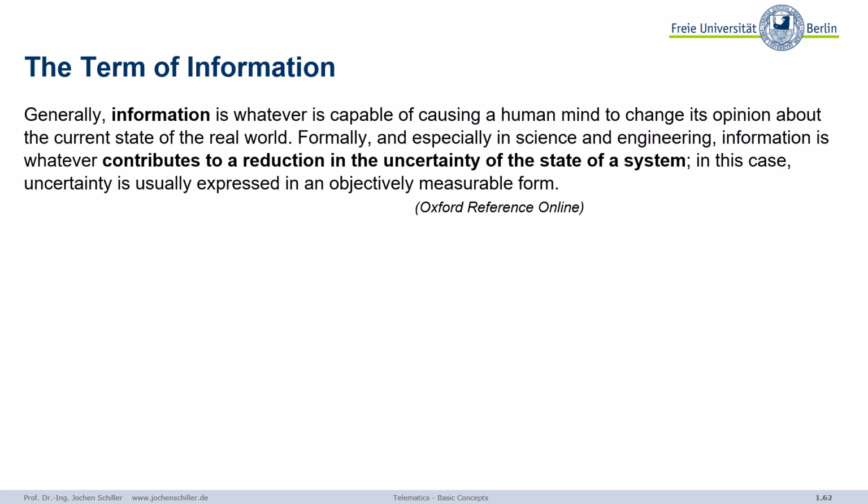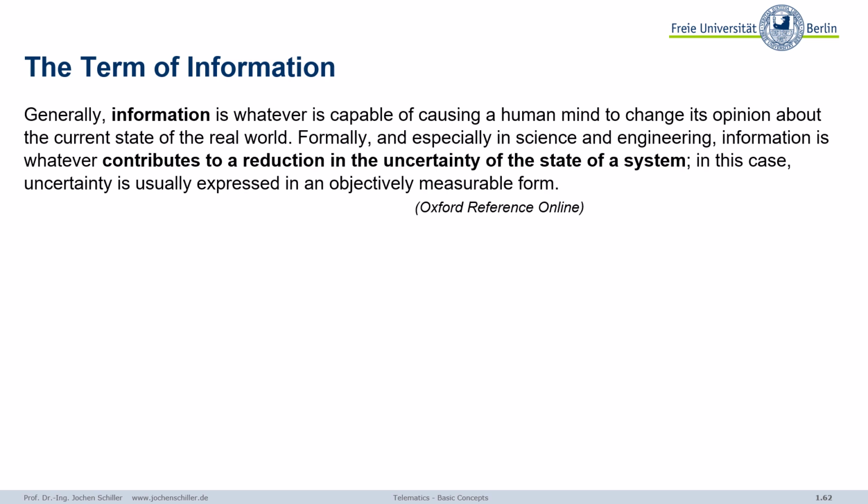We will learn the difference between data and information, since in this course and also on the internet we talk about data. First, let's have a look at a more formal definition. What is information? Whatever is capable of causing a human mind to change its opinion about the current state of the real world. If you get information that changes your opinion, then that's information.